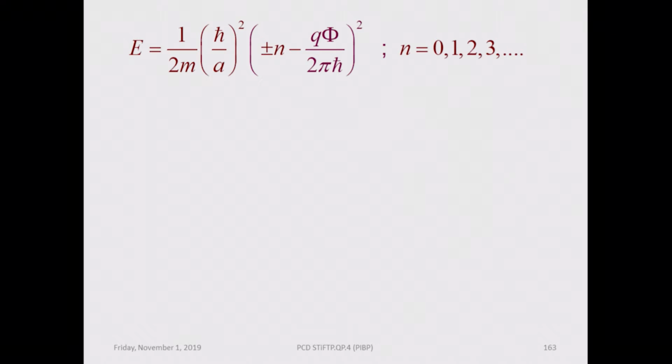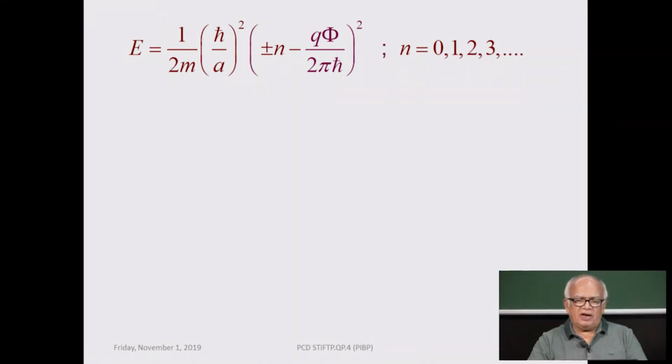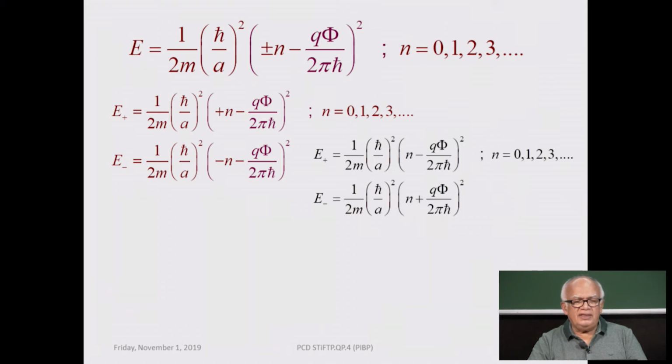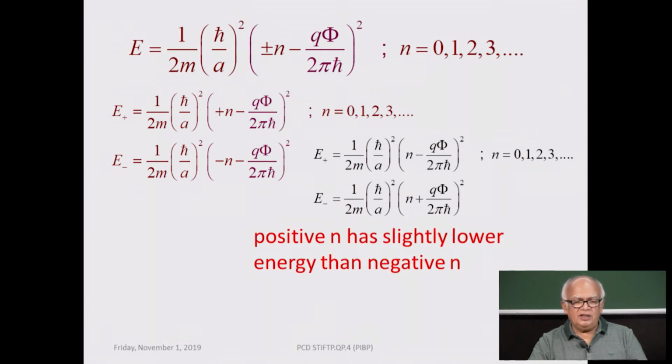So, we know that this is valid for n equal to plus or minus 1, plus or minus 2 and so on. So, you can write it as plus or minus n whole square, and you can write it for the plus n and minus n differently, and then you see that the E plus and E minus are different because the minus 1 square gets washed out. Okay? And essentially you see that the positive n has got a slightly lower energy than the negative n.